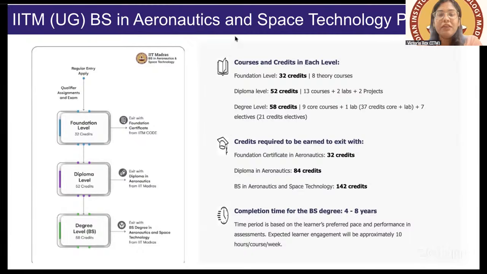You will get a foundation level certificate once you have completed the foundation level, and you will get a diploma level certificate, which is an IIT Madras certificate. So the foundation level certificate will be provided by CoDE, and the diploma level certificate and BS degree certificate will be provided by IIT Madras. Once you have completed your BS level, you will get an alumni card from IIT Madras only. The minimum time to complete this course will be 4 years. The maximum you can study is up to 8 years.